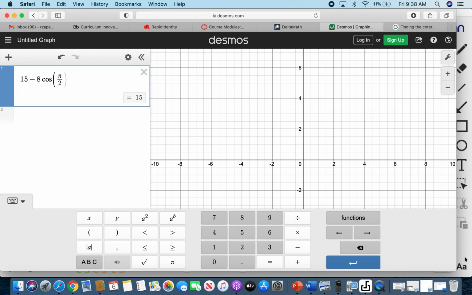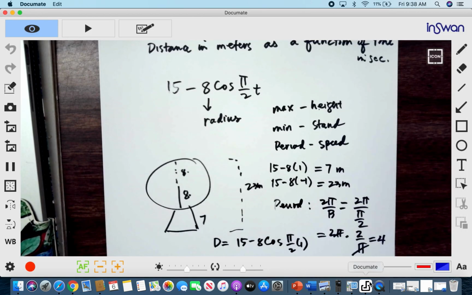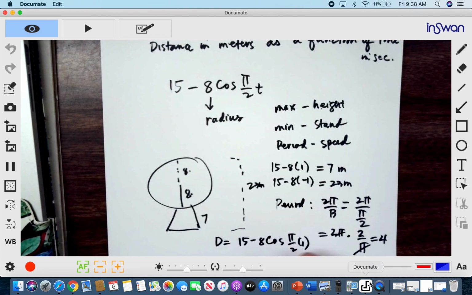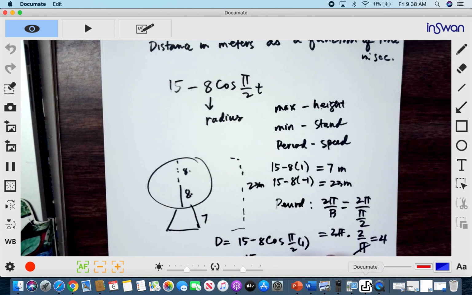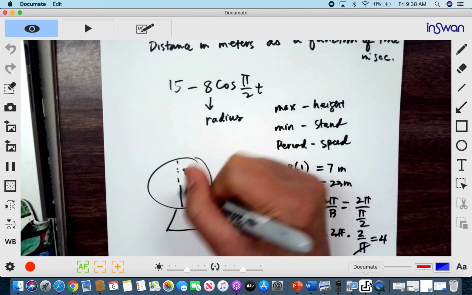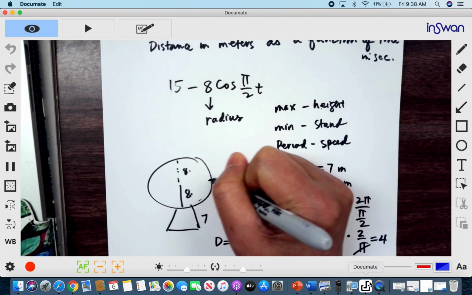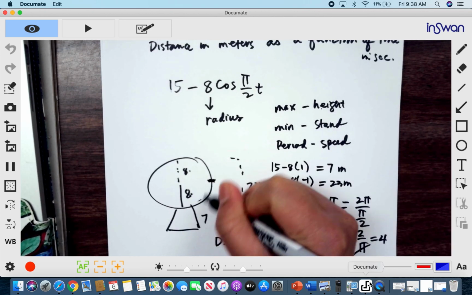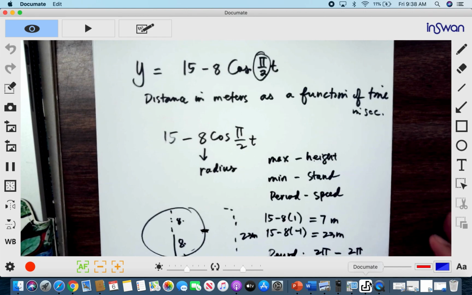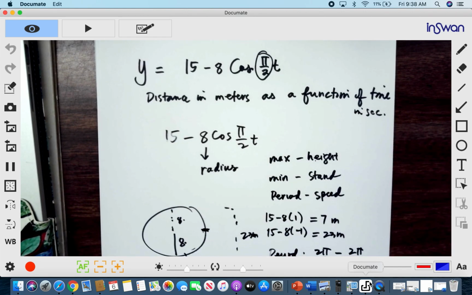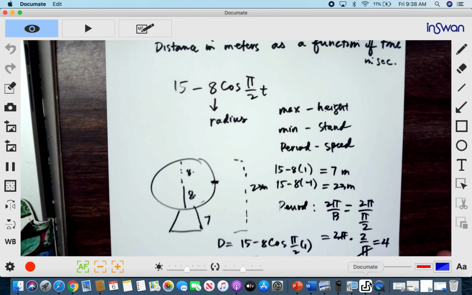So it means that after 1 second, the distance that a certain rider has reached is about 15 meters. So probably around here. So he is already at 15, because 7 plus 8 is 15. So that's actually the wonder of knowing the concept of a unit circle. And I hope you understand how it works now.